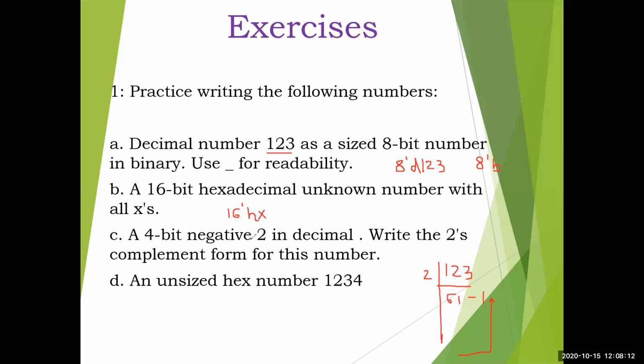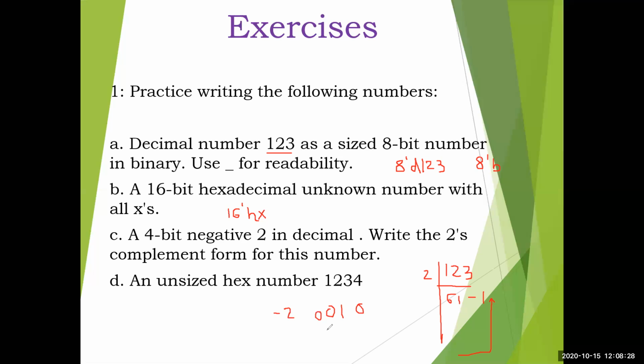Next, a 4-bit negative 2 in decimal. Write the 2's complement form for this number. Negative 2: what is 2? 0 1 0, and it is a 4-bit number they have told, so 0 0 1 0.